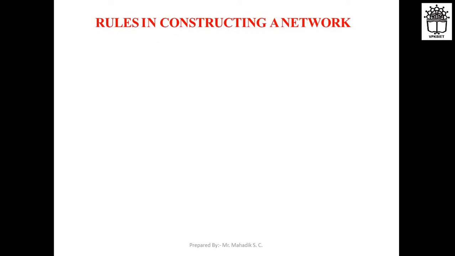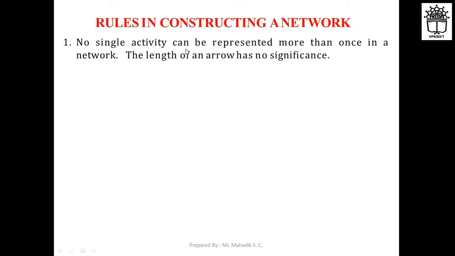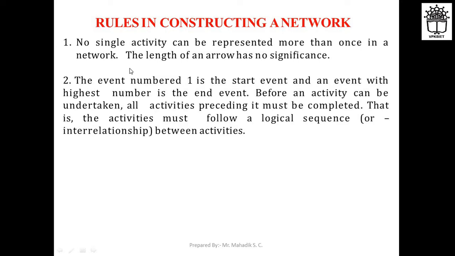Rules in constructing networks: first, no single activity can be represented more than once in a network, right? Then the length of an arrow has no significance, you can draw any size or length of arrow. Then event number 1 is the start event, and the event with the highest number is the end event in the network diagram, right? Before an activity can be undertaken, all the activities preceding it must be completed, that is, the activities must follow a logical sequence.